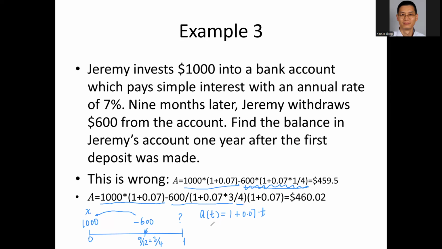So this is what we are doing here. First of all, you do $600 divided by 1 plus 0.07 times 3/4. This is like little x, the equivalent value of $600 at time 0. And then you accumulate to 1 year, so times 1 plus 0.07. All right, so this is the correct way of calculating.